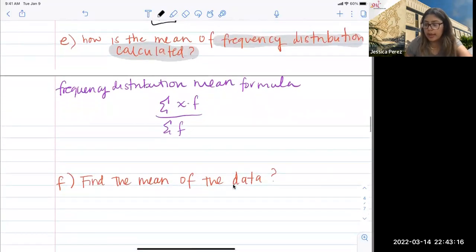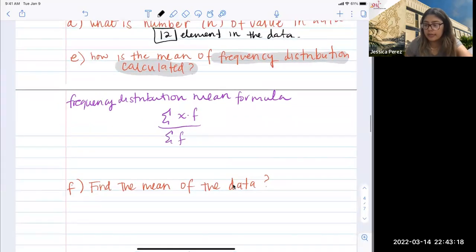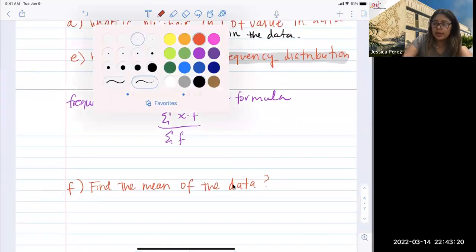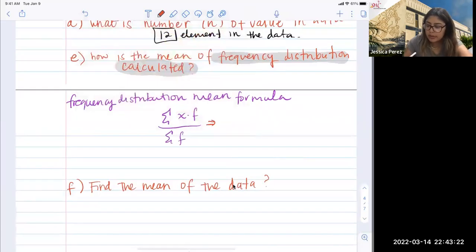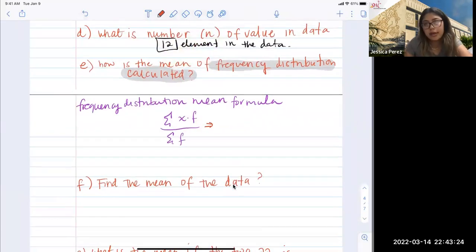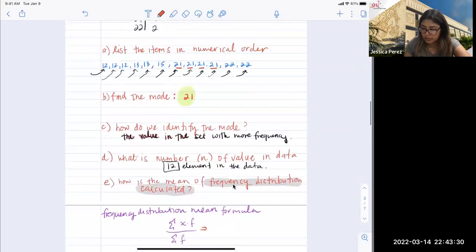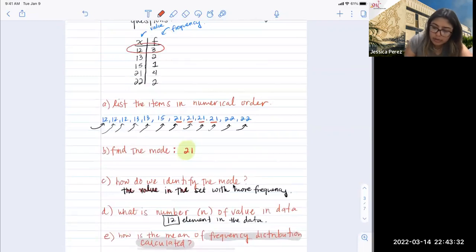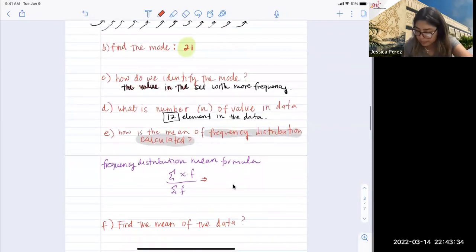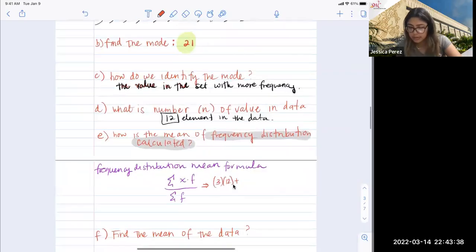Now, how is the mean of the frequency value calculated? Well, we know how to do that. It's the sum of the value times the frequency. So we're going to have right here 3 times 12 plus, let me bring that up.